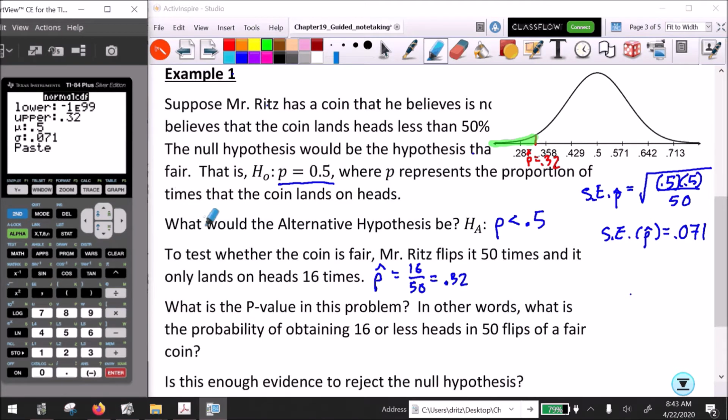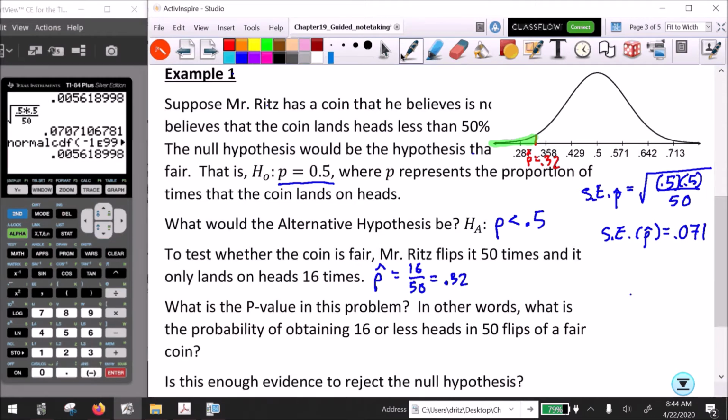And I'm going to keep it at negative infinity on the left side and make the upper endpoint, this edge here, 0.32. And our mean of this distribution is 0.5. And the standard deviation is 0.071. So hit enter, and what is the probability of obtaining a result this rare or even rarer? It's only 0.0056. So our p-value is equal to 0.006 if I round it to 3 decimal places.